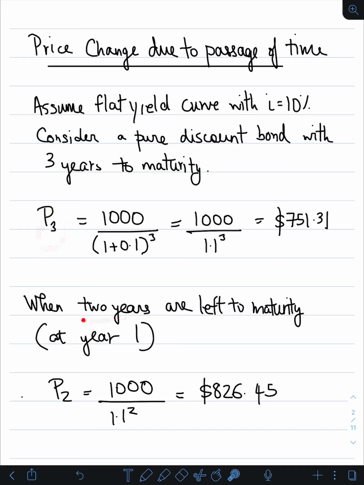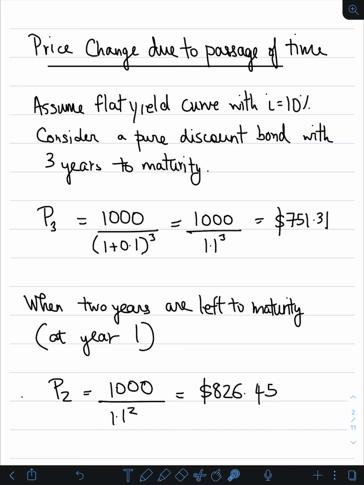Now, what happens to that bond price? We're looking at the passage of time, right? So now we've moved from year 0 to year 1. So if we have 2 years left to maturity for that particular bond, we're only going to have to discount it for 2 years with the same numbers, except that 1.1 is now raised to the power 2, because we're discounting that $1,000 just 2 years, not 3. If we do that, 1,000 divided by 1.1 to the power 2 is 826.45. So we can see that the price has changed.